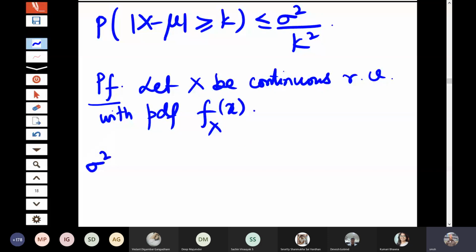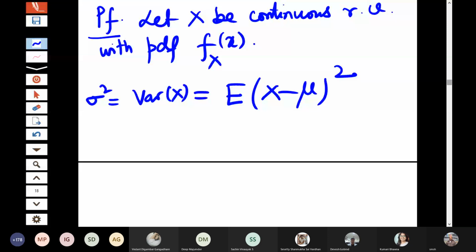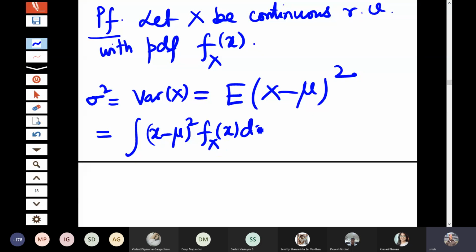So let us write down sigma square. So sigma square is what? Variance of x. What is the definition of the variance? It is expectation of x minus mean square. So if I am dealing with the continuous case, then it can be written as integral of x minus mu square into f(x) dx, integral from minus infinity to plus infinity. Any distribution we are putting as minus infinity to plus infinity.